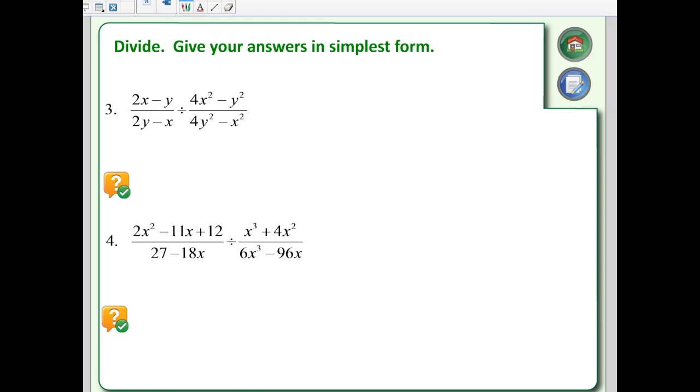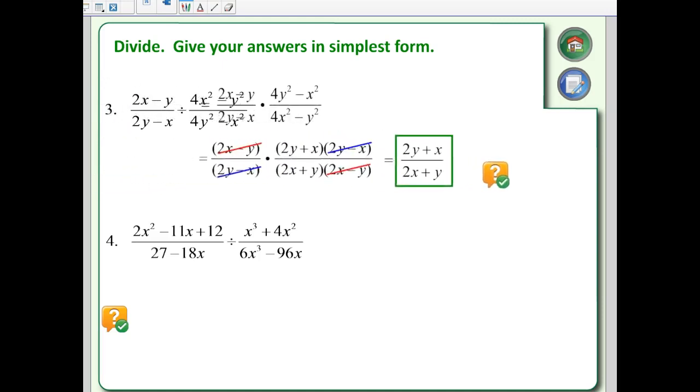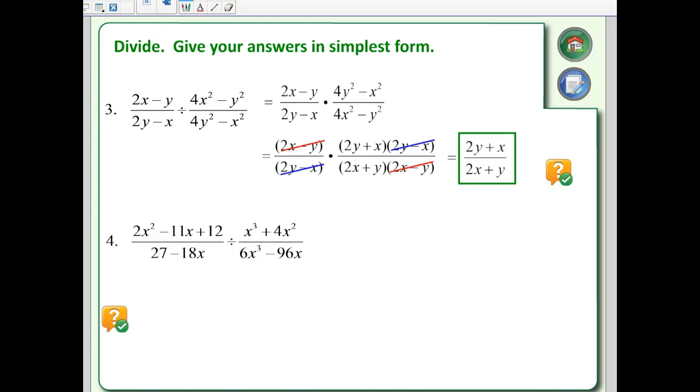If you look at number 3, the first thing I need to do, remember, is take this problem and rewrite it as a multiplication problem. I've got the whole thing written out here. I change my division to multiplication, and then I multiply by the reciprocal. If you noticed, they switch signs. Now, I had to factor. My first fraction right here, I couldn't do anything in the numerator or the denominator. It was in lowest terms.